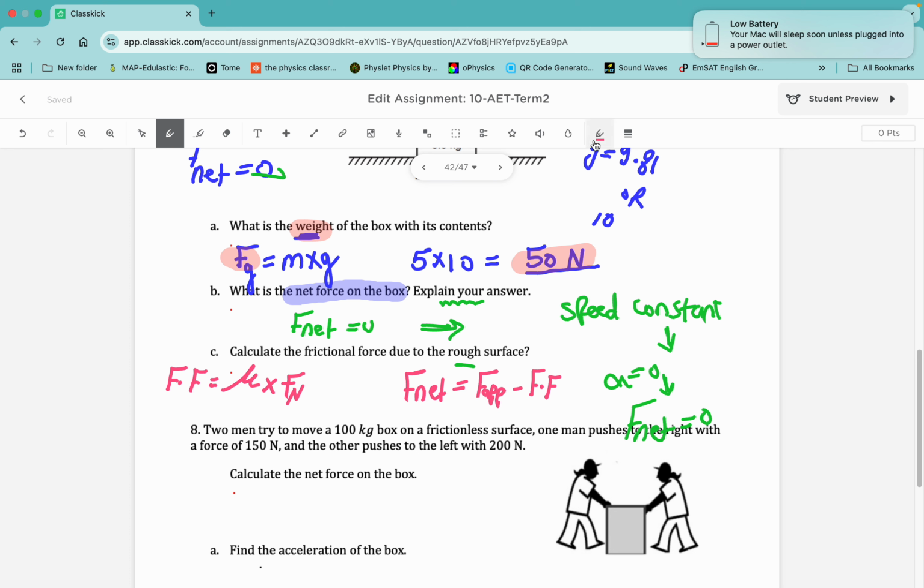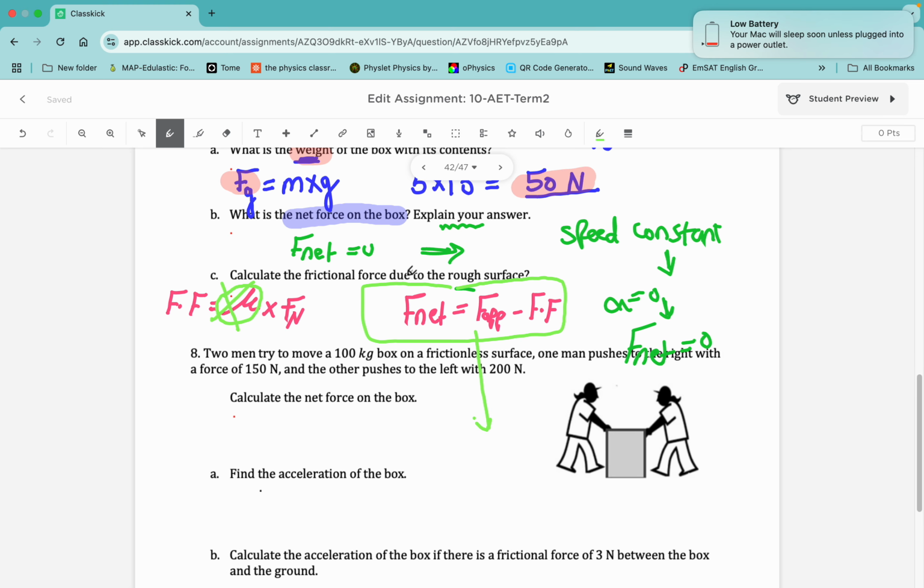To decide which formula to use, we have to think: do we have mu, which is the coefficient? No, we don't have any information about the coefficient, so we're not going to use this formula. The formula that will be used is this one: the net force is equal to the applied force minus the friction force.